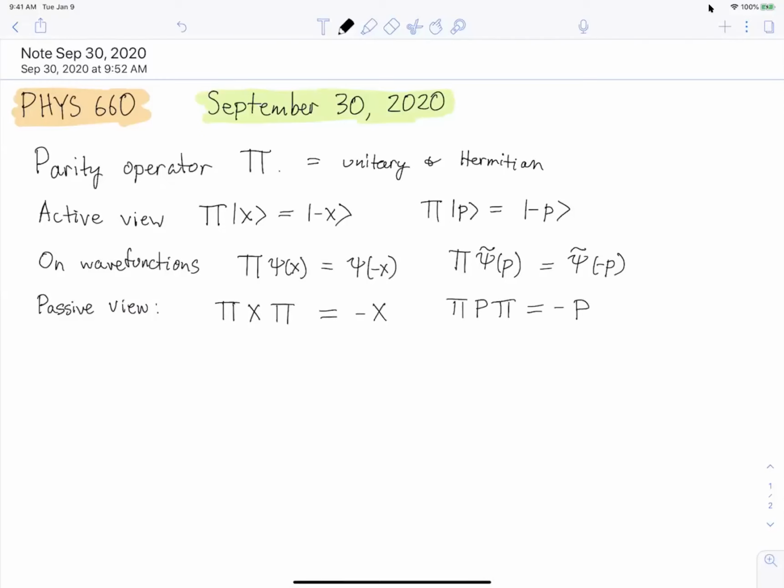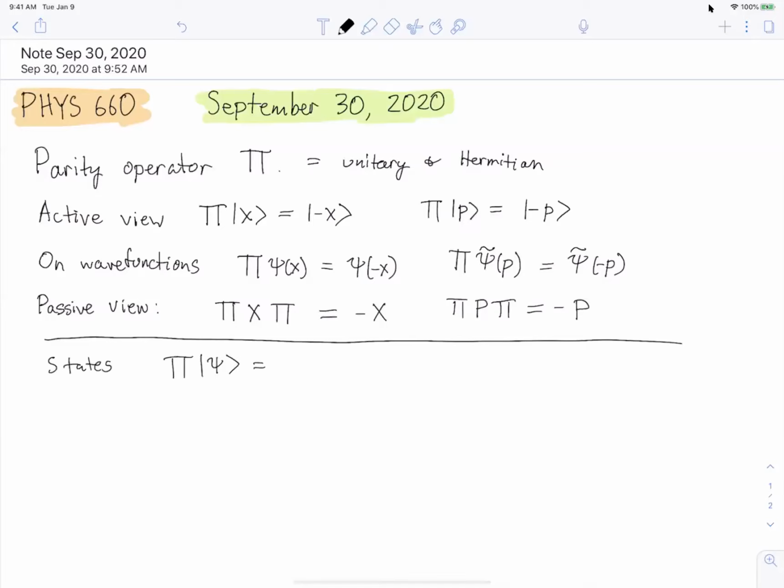And so more generally than that, you can talk about what it does, not just to position eigenstates and position operators, but any state and any operator. For states, it may happen that pi acting on a state gives you back an eigenvalue, I'll call it little pi sub psi, times the same state. The eigenvalue we proved had to be plus or minus 1. But of course, not every state is an eigenstate of parity. So it has to be special states psi that obey this.